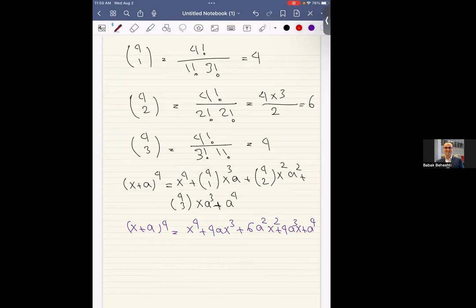In particular, if a is 1 again, then you get (x + 1)^4 is x^4 + 4x^3 + 6x^2 + 4x + 1. So these numbers 1, 4, 6, 4, 1 are the numbers that appear in the Pascal triangle.